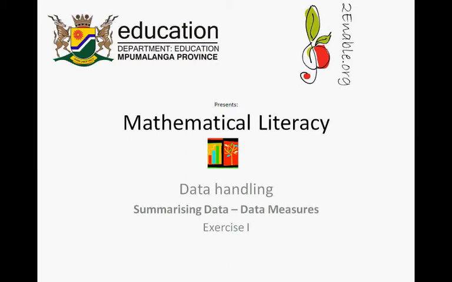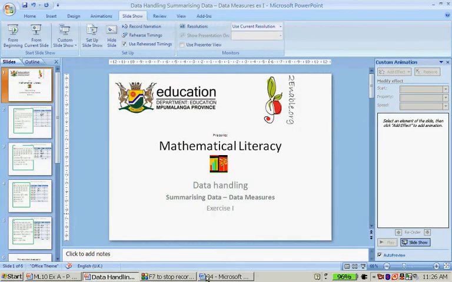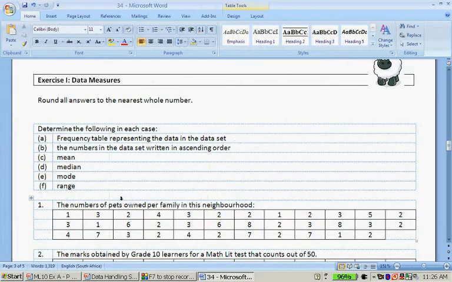To enable.org presents mathematical literacy, data handling, summarizing data, data measures, the memo to exercise I of the handout. Okay, let's quickly go to that handout. This is exercise I.